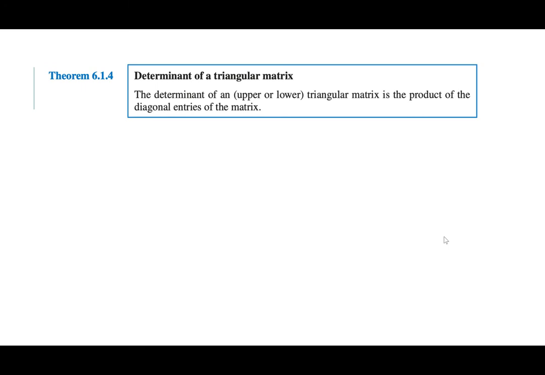And now let's calculate the determinant of a triangular matrix, either upper or lower. And we're going to show that actually the determinant is the product of the diagonal entries of the matrix, just like for a diagonal matrix. So that's nice. Let's see why that's true. So let's say you have an upper triangular matrix. The argument's going to be very similar if you have a lower triangular matrix.